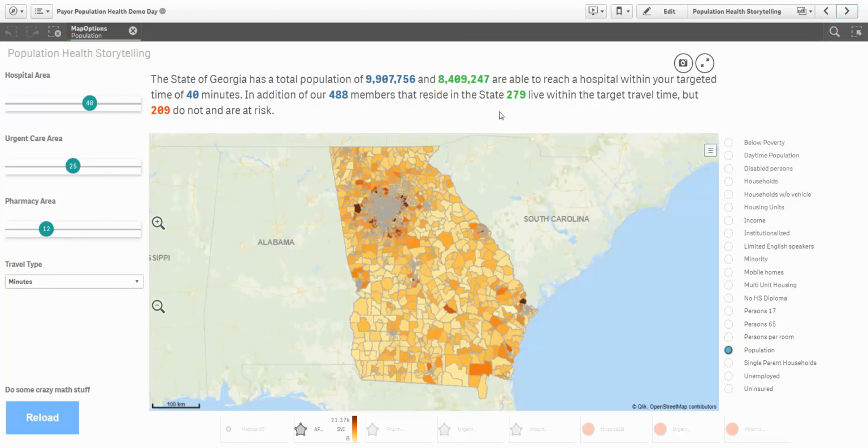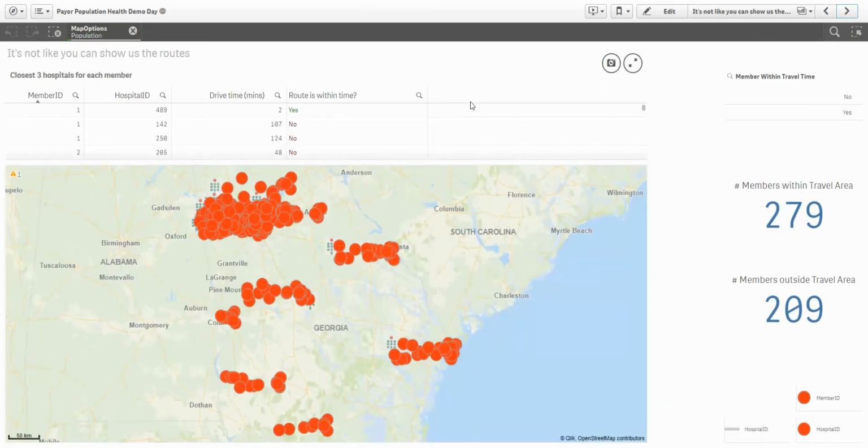One of the things I thought would be fun while we're doing that is, not only do I have to do these KPIs, you could use one of our text boxes to take that same information and create a story. Hey, by the way, boss, the state of Georgia has a total population of this. This many people are reachable. In regards to our specific members, we've got 488 in the state of Georgia. 279 live within our targeted travel time. 209 do not, and they are at risk. Whatever other stories I need to tell, I can figure that information out geospatially.